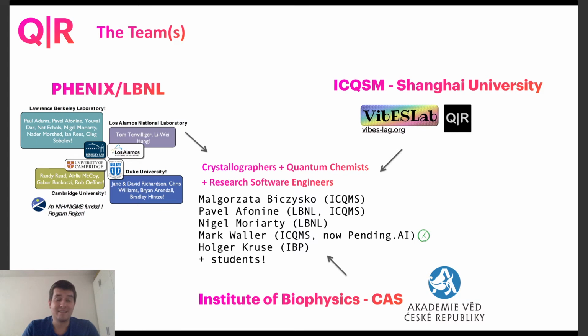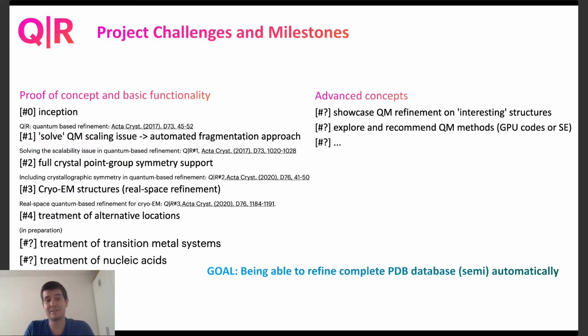The QR project is an international cooperation between Phenix, Lawrence Berkeley National Lab, the ICQMS Center at Shanghai University, and the Institute of Biophysics from the Czech Academy of Sciences. And we are collecting crystallographers, quantum chemists, and research software engineers to do this project. It's a quite young project.